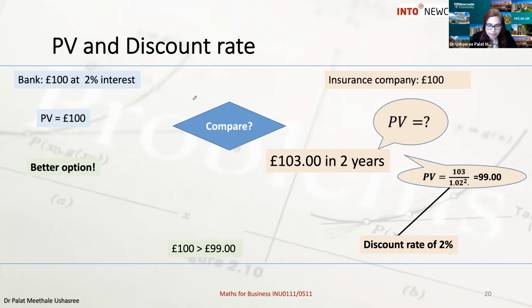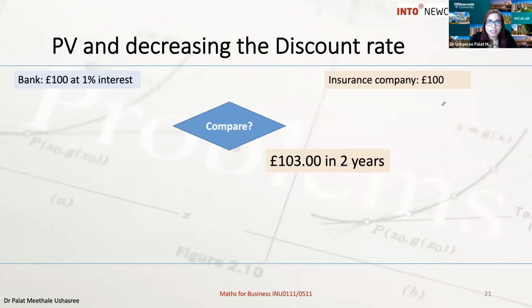Okay. Now let's see what happens if I decrease this discount rate. What happens if I bring this down? Okay. I'm going to bring that discount rate to 1%. Okay. Look at that.